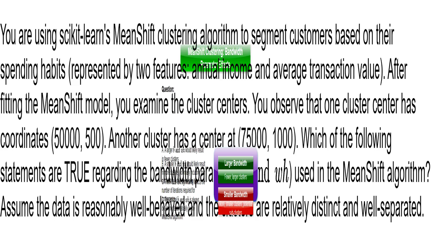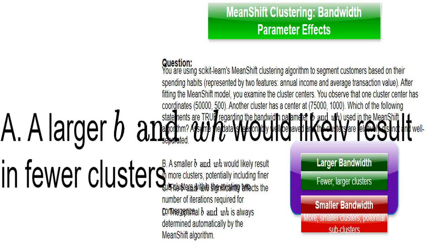This sets the context. We're working with the scikit-learn library in Python and using its meanshift algorithm to cluster data points. It involves customer spending habits, annual income and average transaction value, as features for clustering. This is option A of a multiple-choice question, exploring the impact of a larger bandwidth on the number of resulting clusters. The larger the bandwidth, the broader the area considered for clustering, so fewer but larger clusters would result.